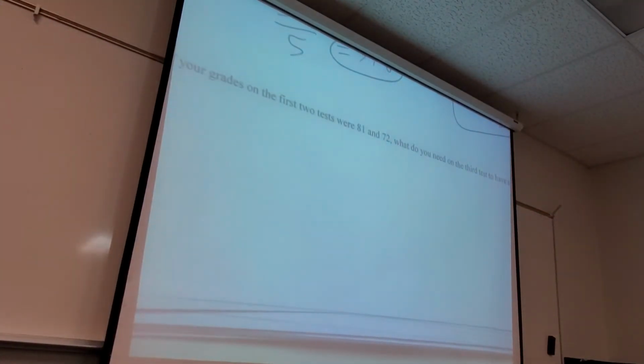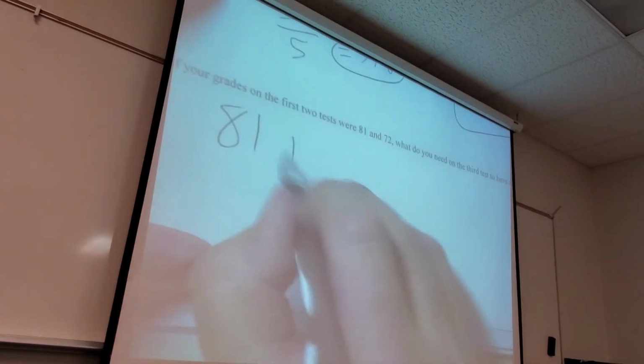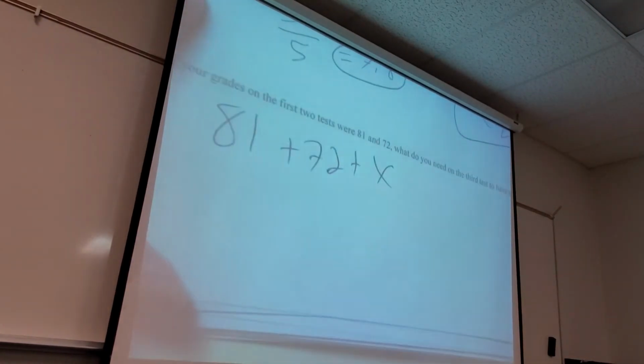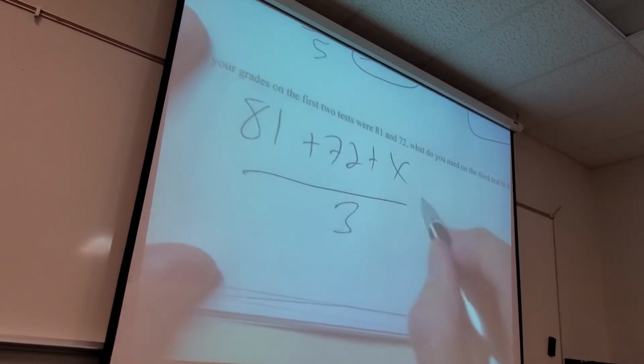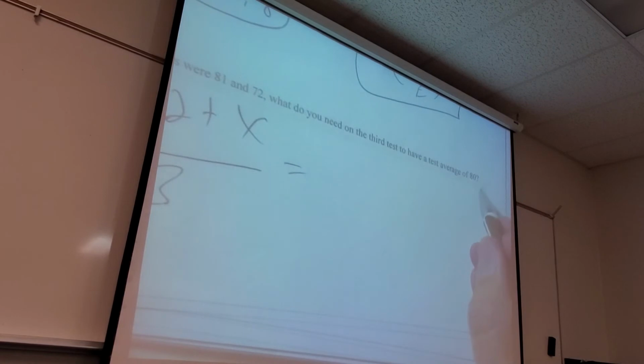It's a method of saying, I don't know a piece, but if I knew it, I'd know what to do. Well, let's just pretend like we know it. That's why I love algebra so much. I know exactly what the third grade is. It's x. So if I add them up and divide by 3, I'm supposed to get 80.